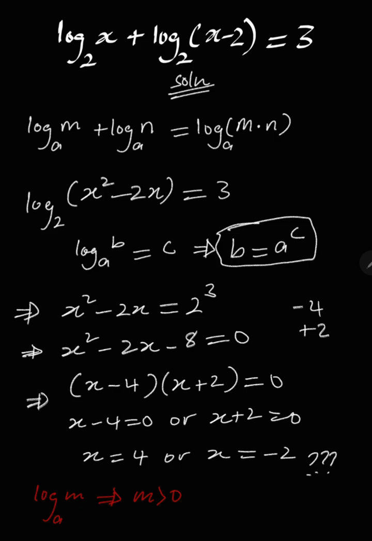So in that case, let's substitute the values and see. If you put 4 here, there's no problem. 4 minus 2 is just 2, which is positive, so there's no problem. So let's substitute negative 2. Well, log of a negative number is not possible, so therefore negative 2 is not an answer to this question. The final answer is x is equal to 4.